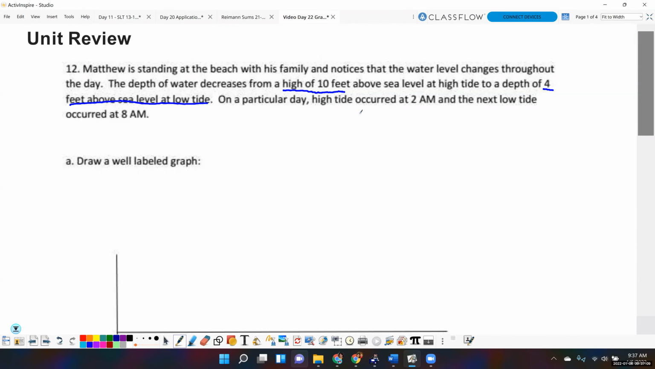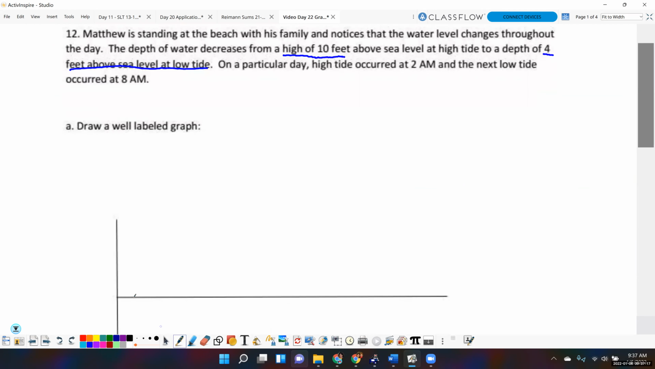On this particular day, high tide occurs at 2 a.m. and low tide occurs at 8 a.m. Draw a well-labeled graph. So I'm going to go 2 a.m., 1, 2. I'm going to make this hours since midnight. And 2 a.m. was high tide.